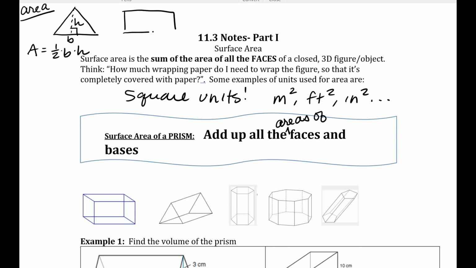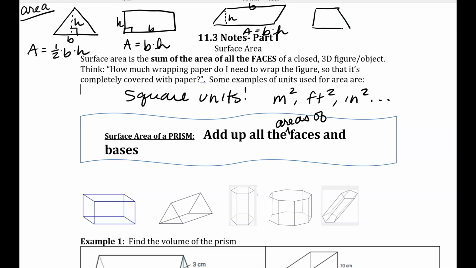Area of a rectangle is base times height, or length times width, however you want to think of it, where they're perpendicular to each other. So we've got a height and a base. We have a parallelogram, and the area is also base times height, where the base and height are perpendicular to each other. There's a trapezoid. A trapezoid has two parallel sides, and the area of a trapezoid is 1/2 the height times base 1 plus base 2.